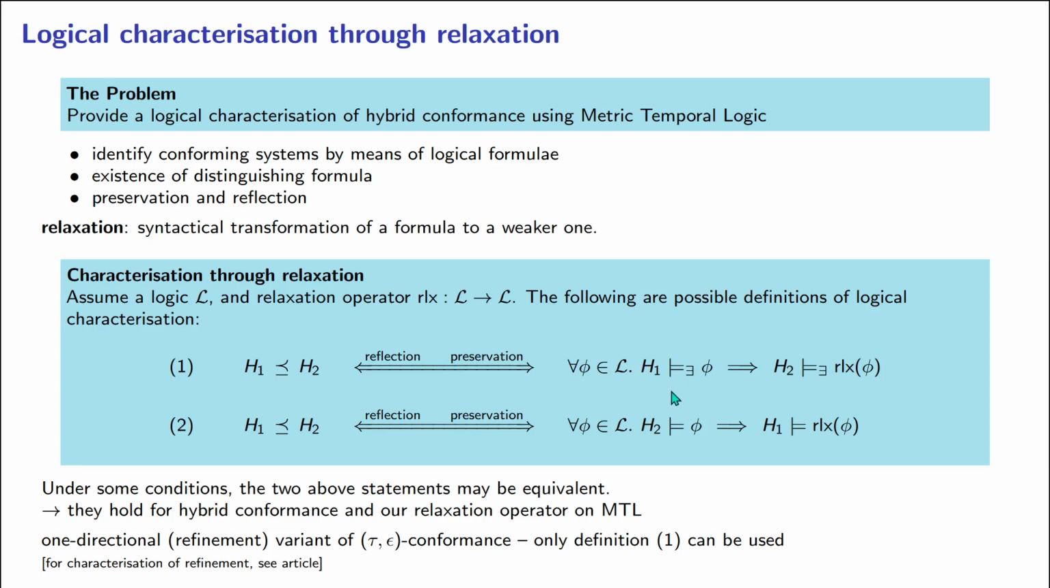For well-behaved relations, these are typically equivalent conditions, and in our case, both of them hold for symmetric hybrid conformance. But in the article, we also took a look at a less well-behaved preorder in which only the first condition holds, and this is how we achieve characterization there. But here I will only focus on the more important symmetric hybrid conformance.